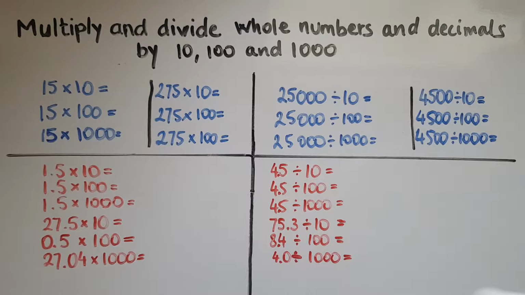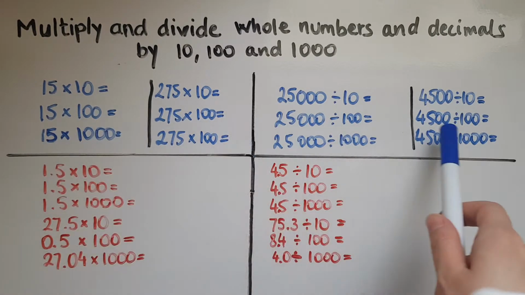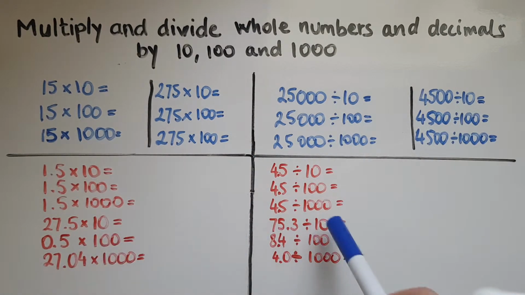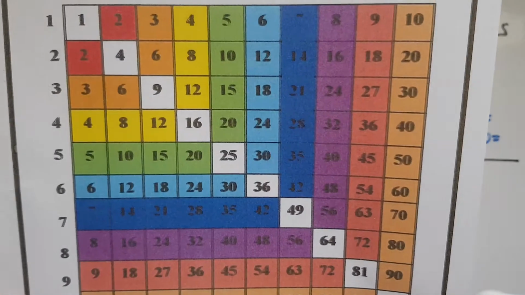Now, how is this different from multiplying by 8, 9, 19, 29? This is what we're going to look at, because there is a pattern which makes multiplication and division by 10, 100 and 1000 very easy. So I've got some whole numbers at the top and some decimals at the bottom. Before I go through multiplying and dividing, I'd like to show you this timetables grid.